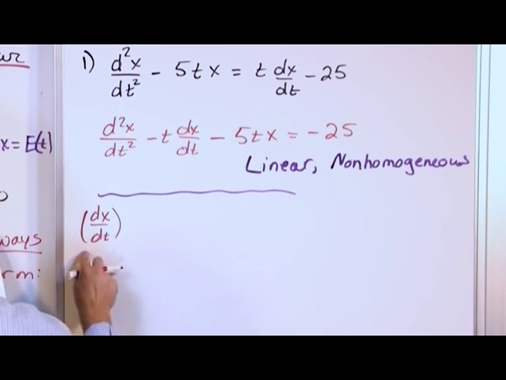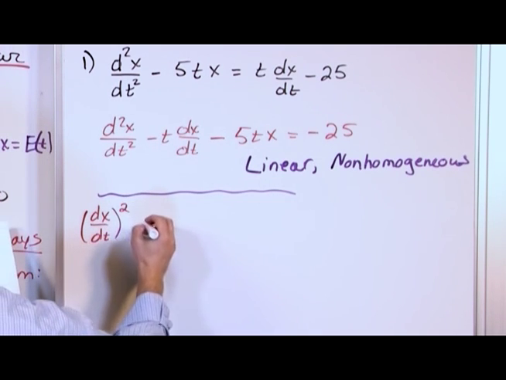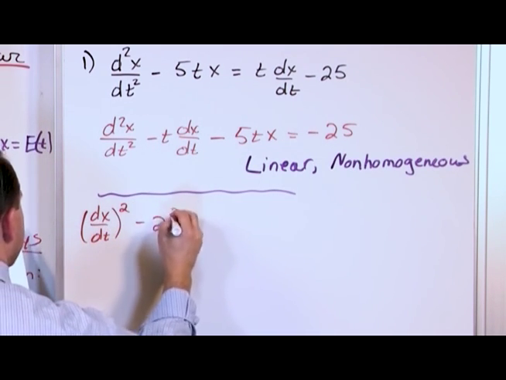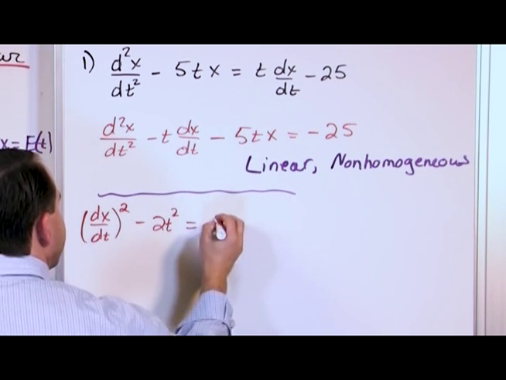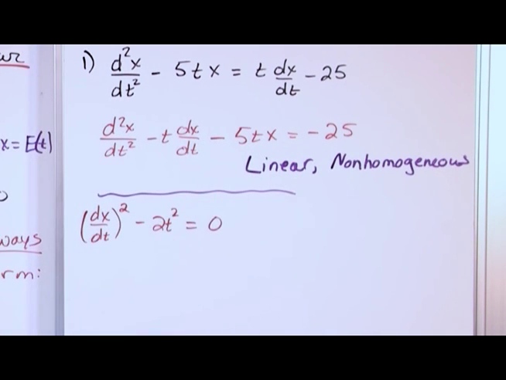Okay, the next thing is, what if I have dx dt, wrapped in parentheses, squared, minus 2 times t squared, and that's equal to 0. Now let's ask ourselves, is this linear or nonlinear? And if it is linear, is it homogeneous or not? Well, let me look at this.